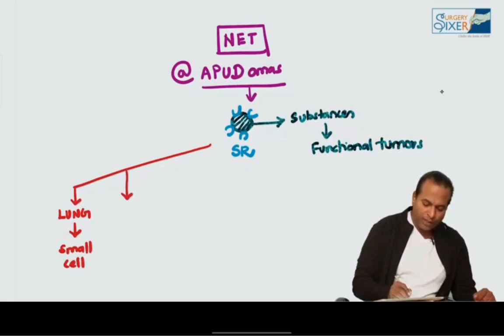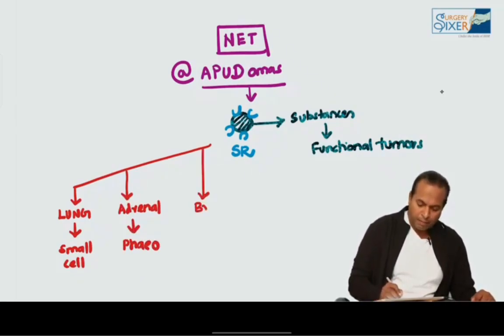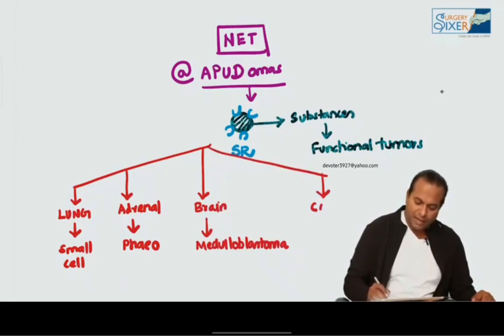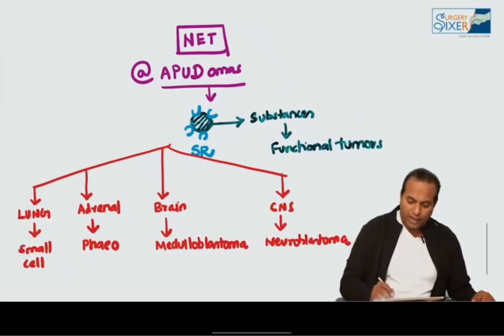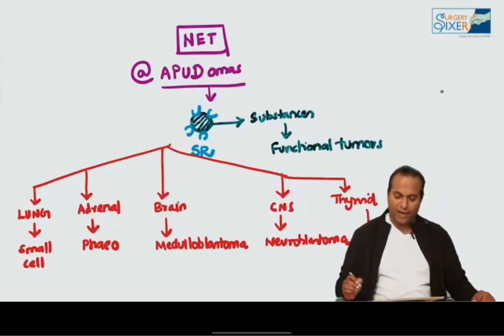A neuroendocrine tumor in adrenal is known as pheochromocytoma. A neuroendocrine tumor in brain is known as medulloblastoma. A neuroendocrine tumor in CNS is known as neuroblastoma. A neuroendocrine tumor in thyroid is known as, what is it? Repeat MCQ, medullary cancer thyroid. It is medullary cancer thyroid.